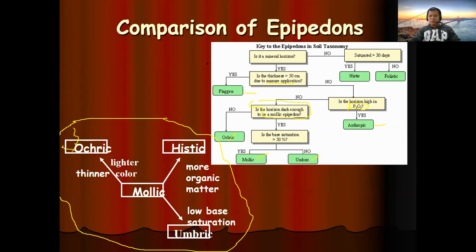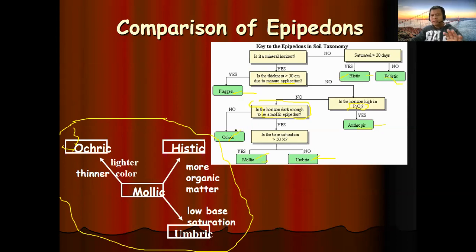Okay? So for example, is it a mineral horizon? No, it is not a mineral horizon. Is it saturated for 30 days? So it is submerged in water for more than 30 days? Yes, if it is submerged, then it must be histic, with more than 20% organic matter. Saturated for 30 days? No, then it must be ochric. So this is how we aid ourselves in categorizing soils into different diagnostic horizons. These are examples of diagnostic horizons: plaggen, histic, folistic, anthropic, umbric, mollic, and ochric.